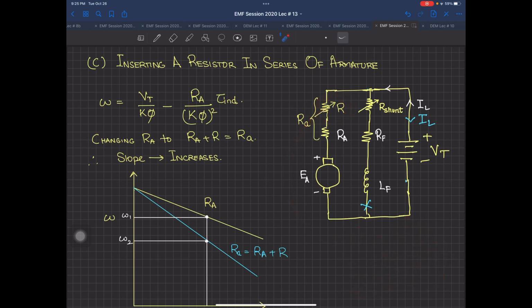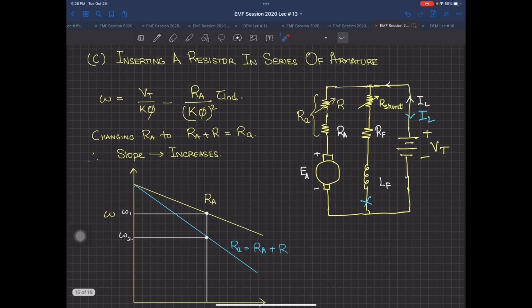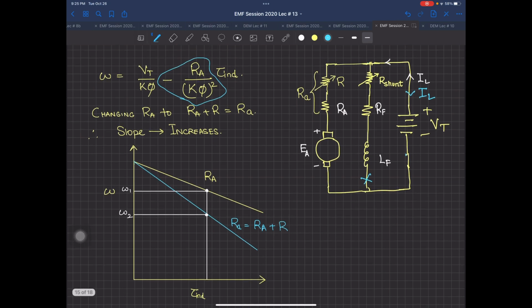And if I see it on the overall speed chart, we know the same formula for omega, that is Vt by K phi minus Ra divided by K phi whole square, and then the torque as a variable. You can see very carefully what I have done. I have changed this Ra to now small ra, which is actually Ra plus capital R. So what was this factor over here? This factor was the slope. So what this means is that your slope has now become more negative. The negative sign tells you that the slope is decreasing.